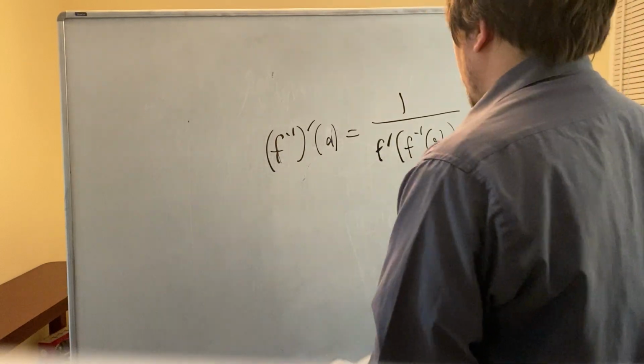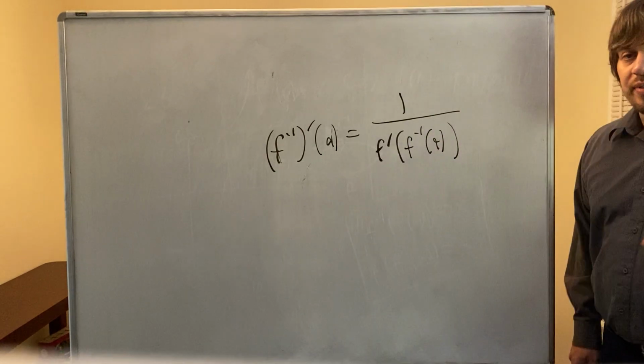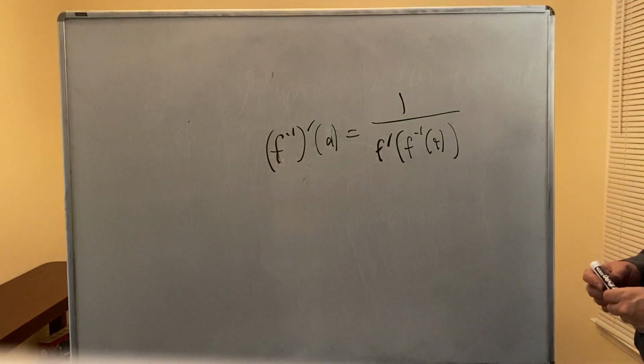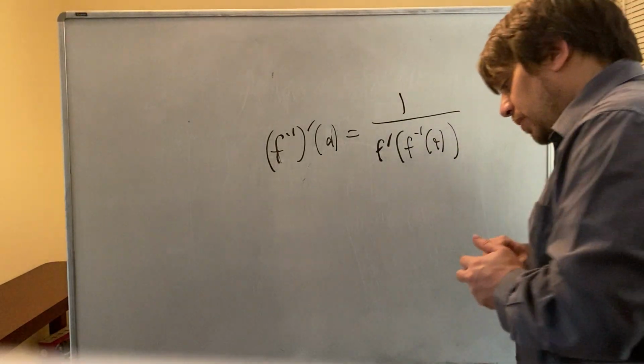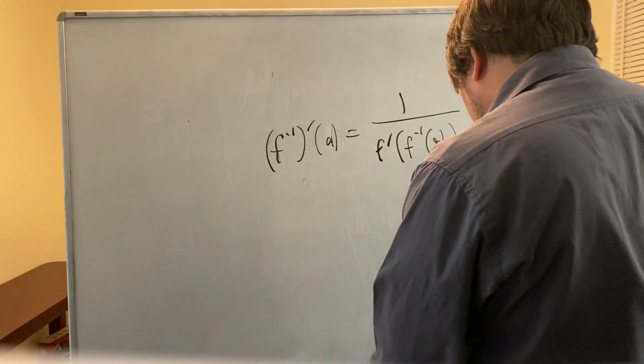This is called the inverse function theorem. So f inverse prime of a is equal to 1 over f prime of f inverse of a. You need to know that equation. All right, and so that is a summary of 5.1.